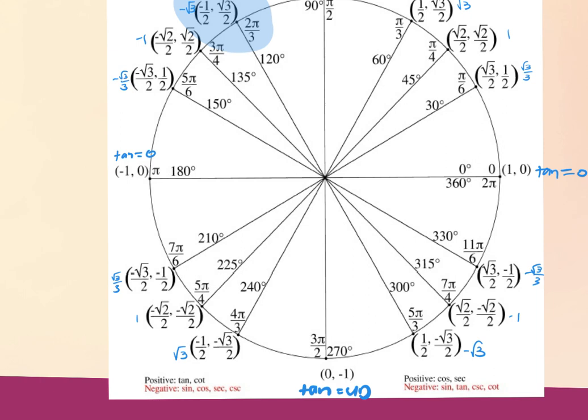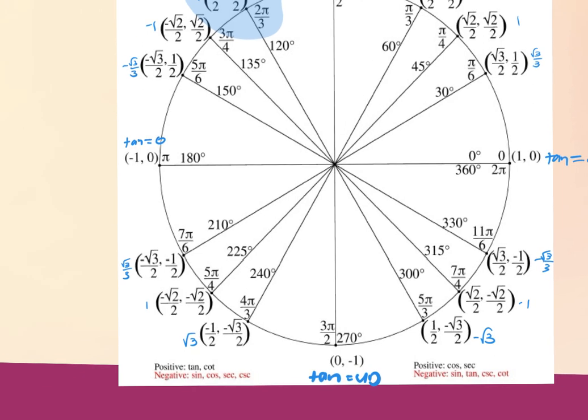Do you remember the acronym? The PG version of it is All Students Take Calculus. Each letter represents the trig functions that are positive. So in the first quadrant, they are all positive. In the second quadrant, sine is positive, everything else is negative. In the third quadrant, tangent is positive, everything else is negative. And in the fourth quadrant, cosine is positive, everything else is negative.